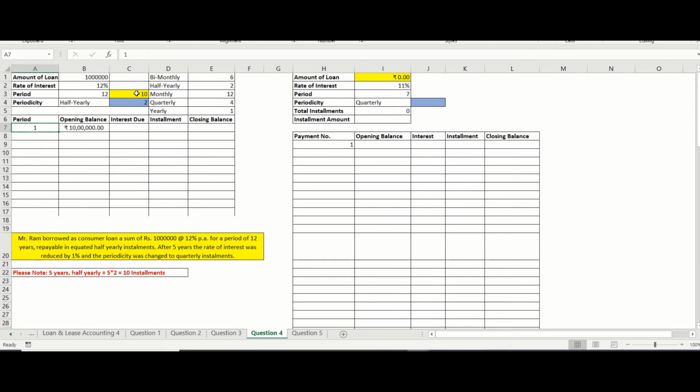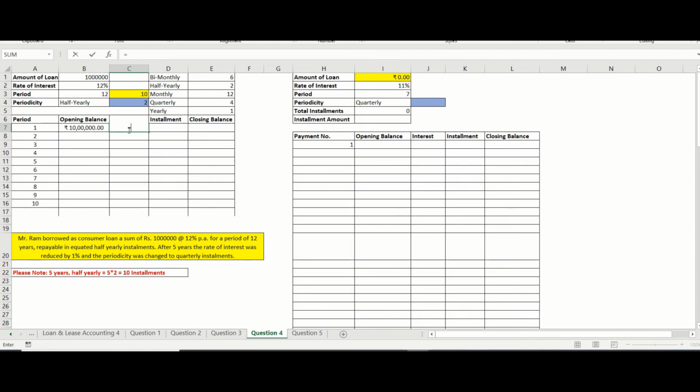So basically what will we do? For the first 5 years he is paying under these conditions, 12% and half yearly, right? 5 years means 5 twos are 10 installments. So rather than doing that multiplying thing, here we directly apply the formula: equal to previous installment plus 1, for 10 installments. We will first find out the loan repayment schedule for the first 10 installments, which is 5 years. Opening balance is my amount of loan, right.